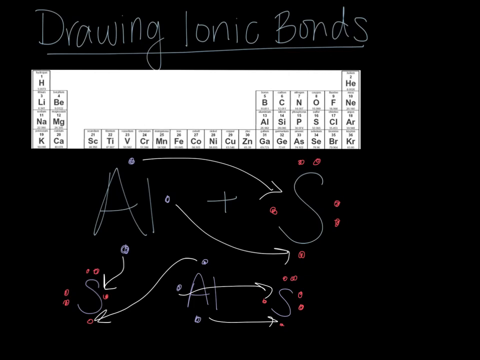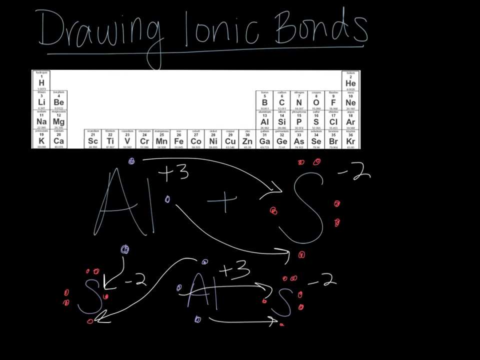So, aluminum. It loses 3 electrons. What does that make the charge? It makes it positive 3. So both of these are plus 3. Sulfur, it's gaining 2 electrons. What does that make the charge? Minus 2. All of those are a minus 2.